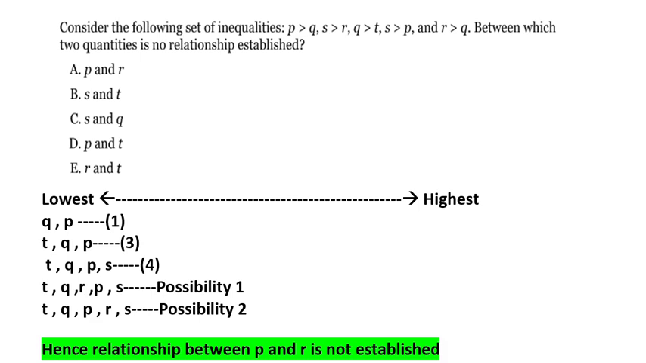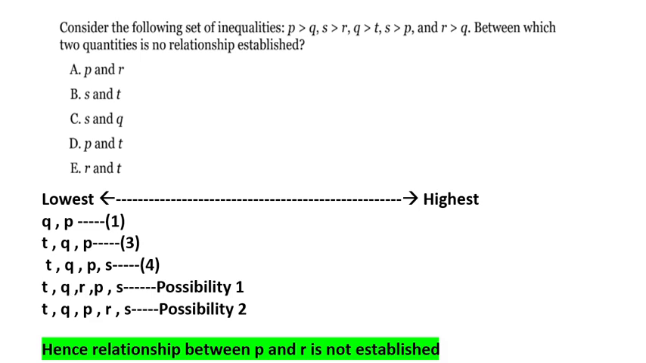Now one equation that we have missed is S is greater than R, which was our second inequality. So we do know that S should always come to the right of R, because we are arranging from ascending to descending order.